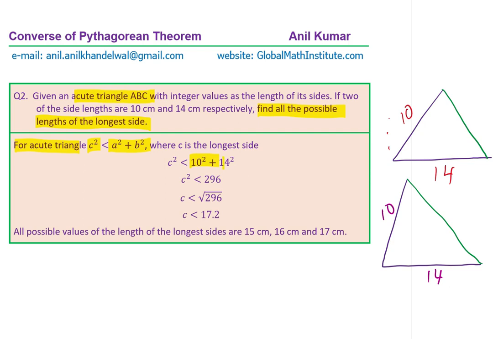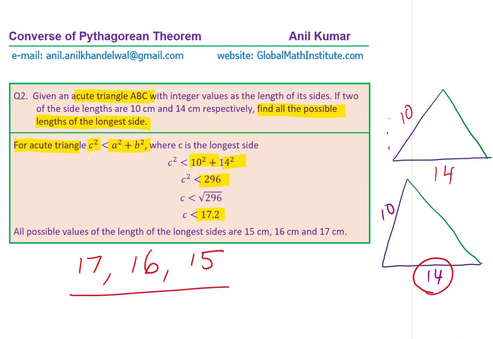So when I do 10 square plus 14 square, we get 296. The square root is 17.2. Now clearly, 17.2 is the upper limit of C. In that case, the lengths are what? Less than 17.2, right? They could be 17, 16. Now, the other two sides are 10 and 14. So at the most, it could be 15. And therefore, these three lengths are possible. So there are three solutions to this, right? So we have three solutions.